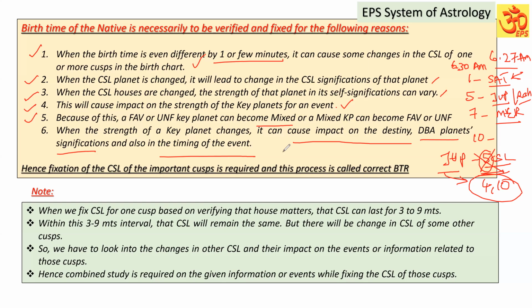Please understand, here we are not just talking about the fixation of the Lagna sublord. As I said, the Lagna sublord can remain the same, but there can be some changes in the other cuspal sublords, that can lead to changes in the strength of some planets, and also the particular house matters and destiny, and that will also affect the timing of events. Hence, fixation of the cuspal sublord of the important cusp is required, and this is called correct BTR. I hope you have understood.